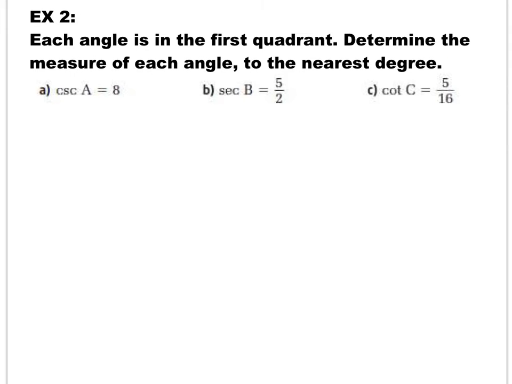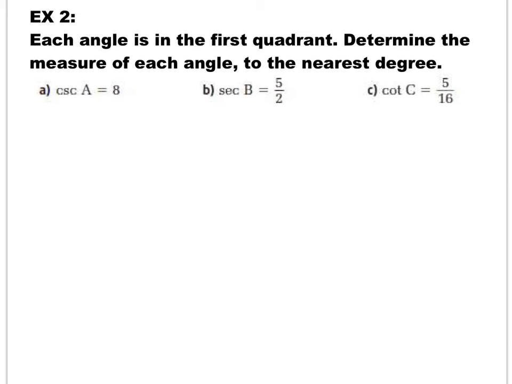Okay, the next question. You have been given 3 trig ratios for angles A, B, and C, and you're supposed to find the angles using your calculator to the nearest degree. So go ahead and see if you can find it. So let's see how we can find the first one, cosecant of A. The point here is to be careful, do not use the inverse function on your calculator, because cosecant of A is not inverse of sine of A.